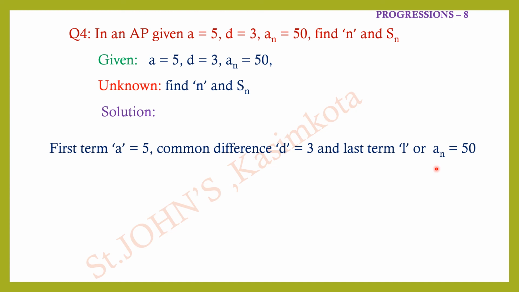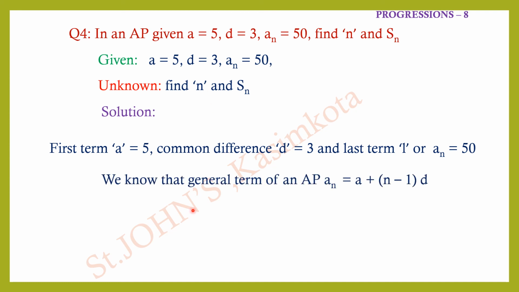Okay, so we know two formulas. General term of an AP, A plus (N minus 1) into D. We know the A value and D value. Substitute these two values in the general formula, we get the N value. Okay, clear? We know that the general term of an AP, An equals A plus (N minus 1) into D. Substitute A and D values: A means 5 and D means 3. Last term An equal to 50. 50 equals 5 plus (N minus 1) into 3.